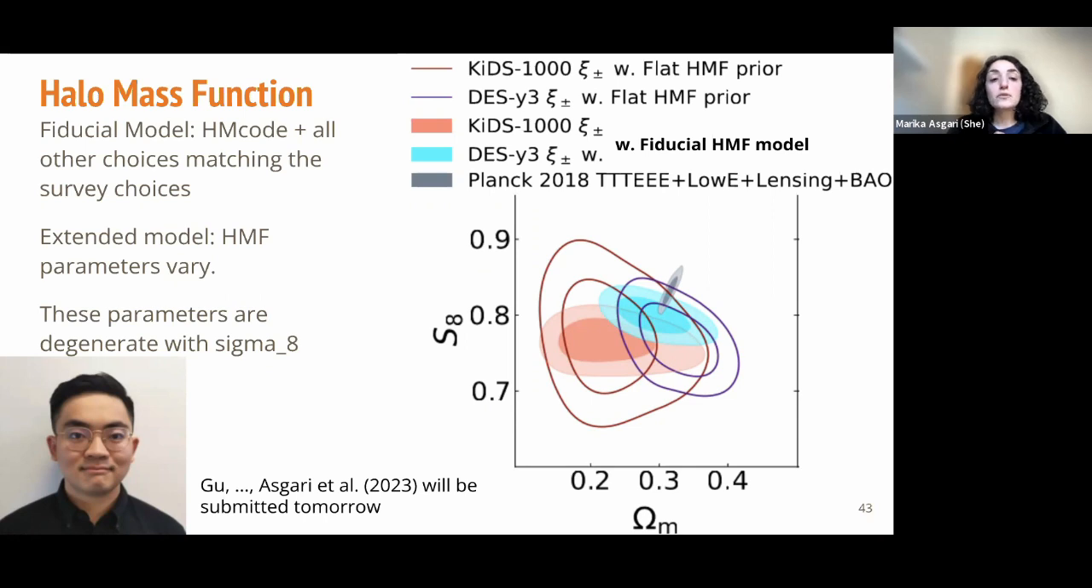Okay, and then we also see that these parameters have a lot of degeneracy with sigma 8. So it makes sense to look into them a bit more.